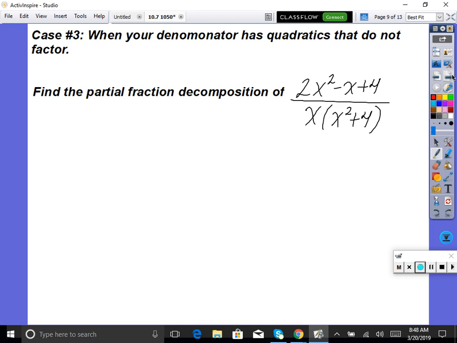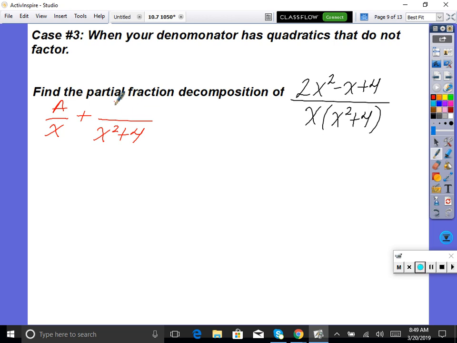Okay, so we obviously have just our x, which is all good, same as the other stuff we've done. There's just x to the first, so we would have an a over x plus, now this quadratic that doesn't factor. x squared plus 4 does not factor, right? If it was x squared minus 4, different story. So we can't split this up, right? There's an x squared plus 4, period. Now here's the thing though. We have to write the numerator as a linear factor.